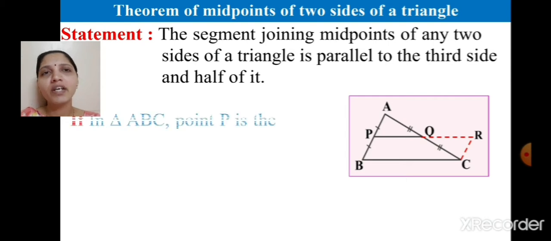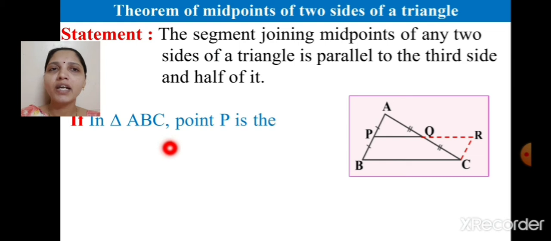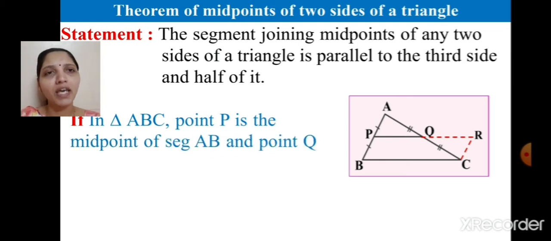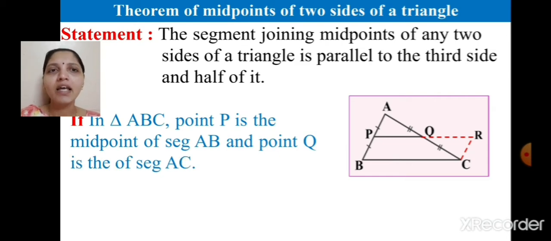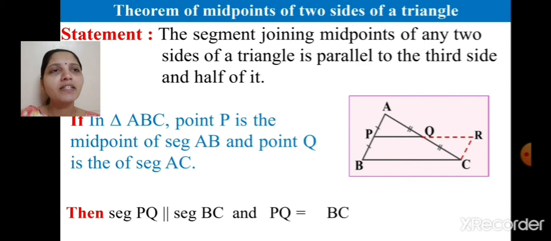Okay, so let's write this down in words. If in triangle ABC, point P is the midpoint of seg AB and point Q is the midpoint of seg AC, then we can say that seg PQ is parallel to seg BC and PQ is half the length of BC. Okay, so I hope you are clear with the midpoint theorem. If you have any doubt regarding this, you can watch the previous video.